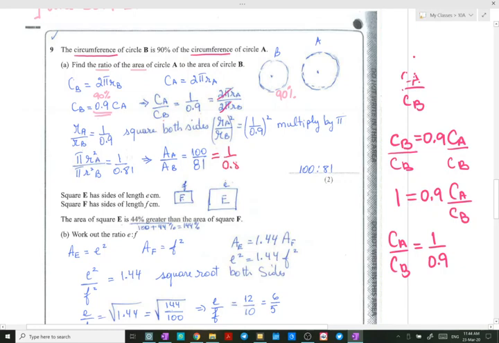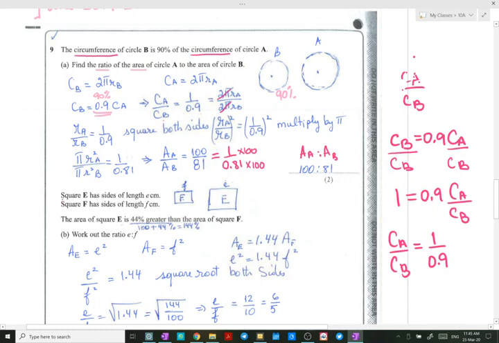over 0.81. Now we would like to remove the decimal from the fraction, so we multiply up and down by 100 in order to move the decimal, so the ratio will become 100 over 81. So the area of A to the area of B is 100 to 81. Then we continue to the next question.